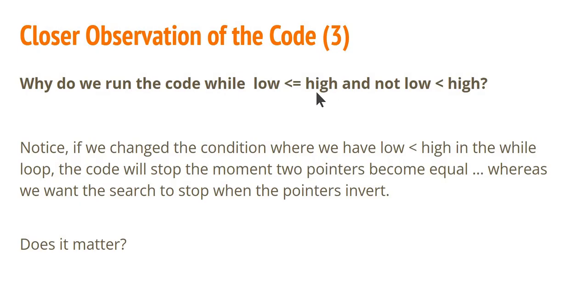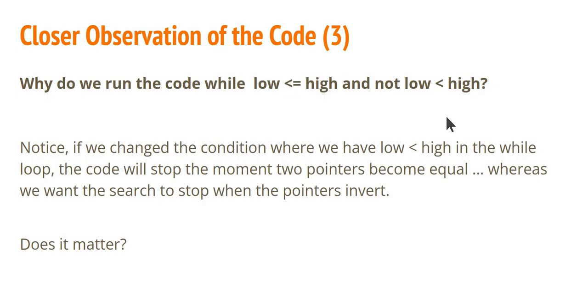Well, think about it. When we had while low less than equal to high, the loop would terminate when the pointers inverted, which means low became greater than high. Now, if I were to change this condition to low less than high, then even if the pointers become equal, the code would terminate. So this is going to be a different behavior. The question is, does it matter?